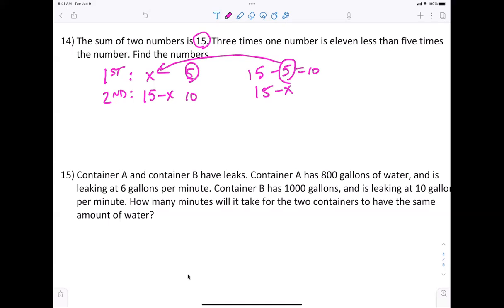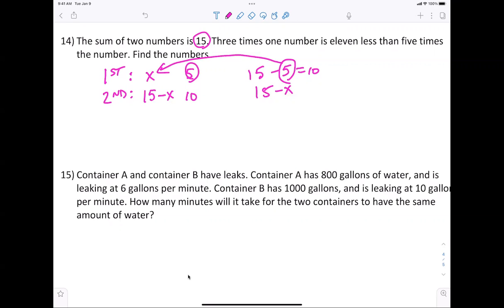All right, causes all kinds of problems for kids. If the sum of two numbers is 15, one is x, and the other now is what? 15 minus x. Do I know which one's bigger? No, there's no way to tell which one is bigger.